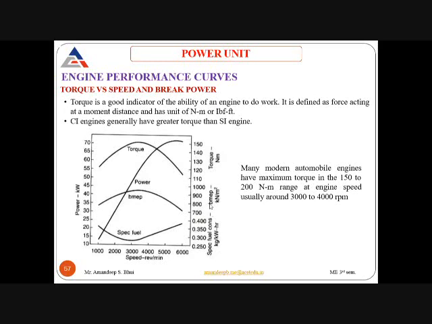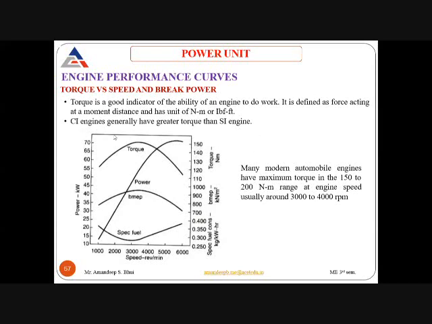Then there is the brake mean effective pressure. It starts from 800 kilonewtons per meter square and goes up to 1000 kilonewtons. Then is your torque, in Newton meter. It starts from 110 and goes to 150.